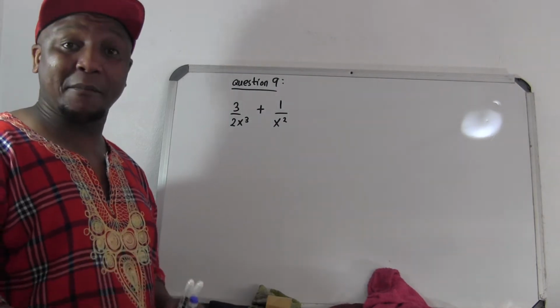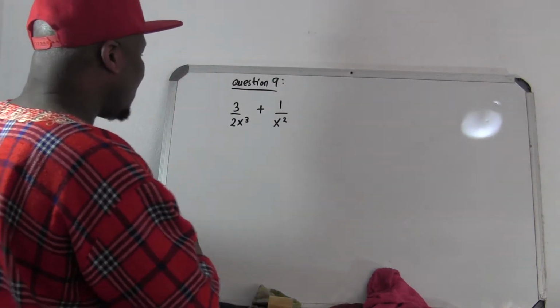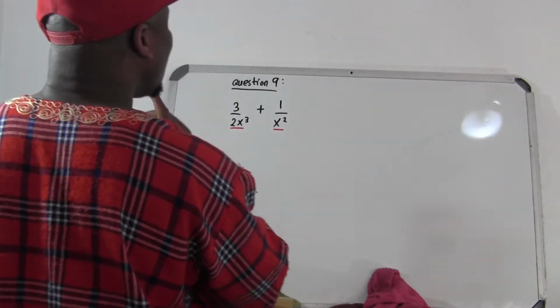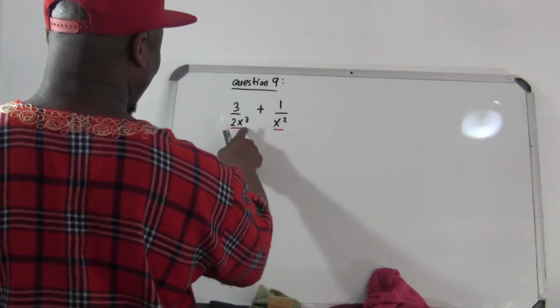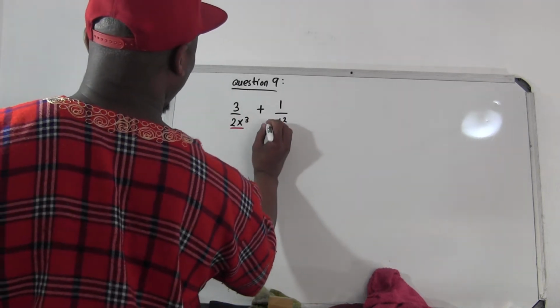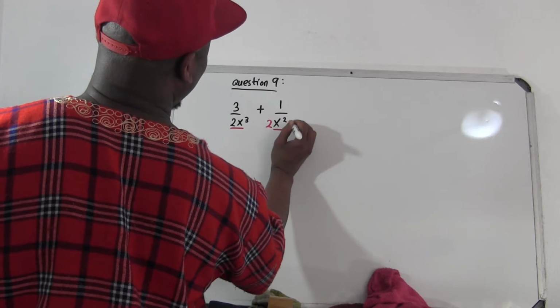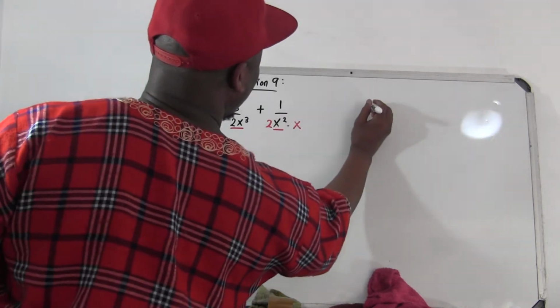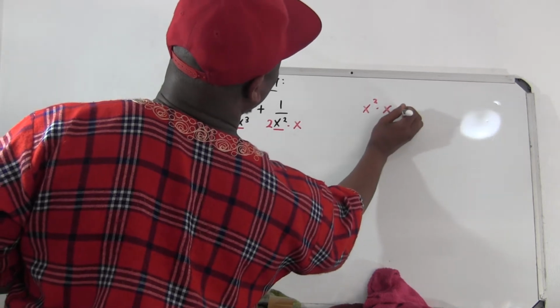Denominator has to be the same. So how do I want to make this the same? This is 2x cubed and this is x squared. So here I need 1x to be the same as this one, and here I also need 2 to be the same. So I'm going to multiply here by 2 and also by 1x. So you see, it's going to be 2x, look, x squared times x.